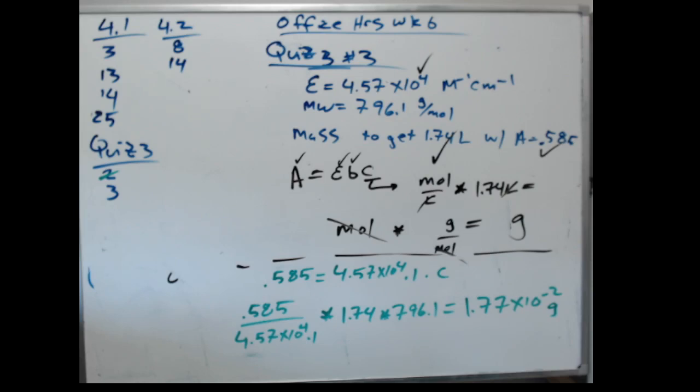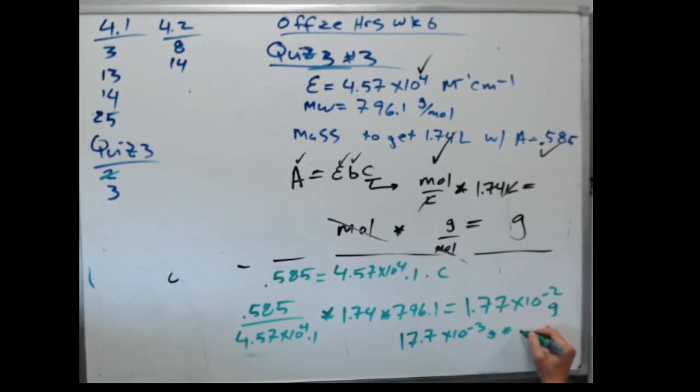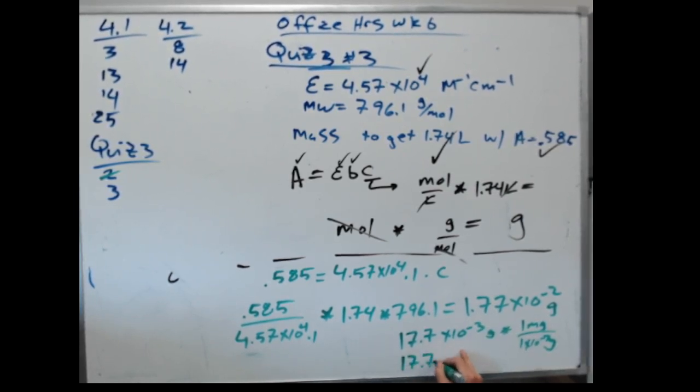Right, so I look at this and I say, well, would milligrams make more sense? Instead of 1.77 times 10 to the minus 2, if I convert this to milligrams, that would be 17.7 times 10 to the minus 3 grams. And then milli would be 1 milligram is 1 times 10 to the minus 3 grams. So notice that the way I have this set up is the 10 to the minus 3 cancels out, and I get 17.7 milligrams.